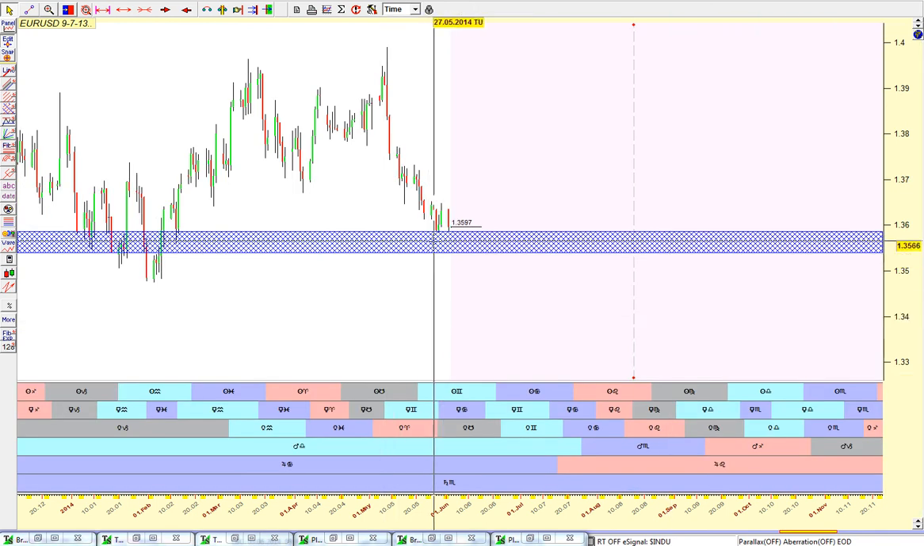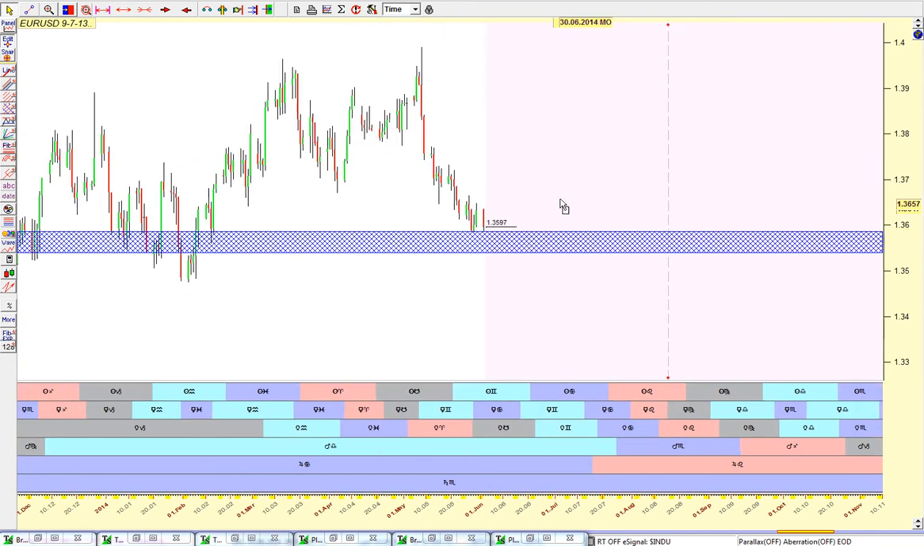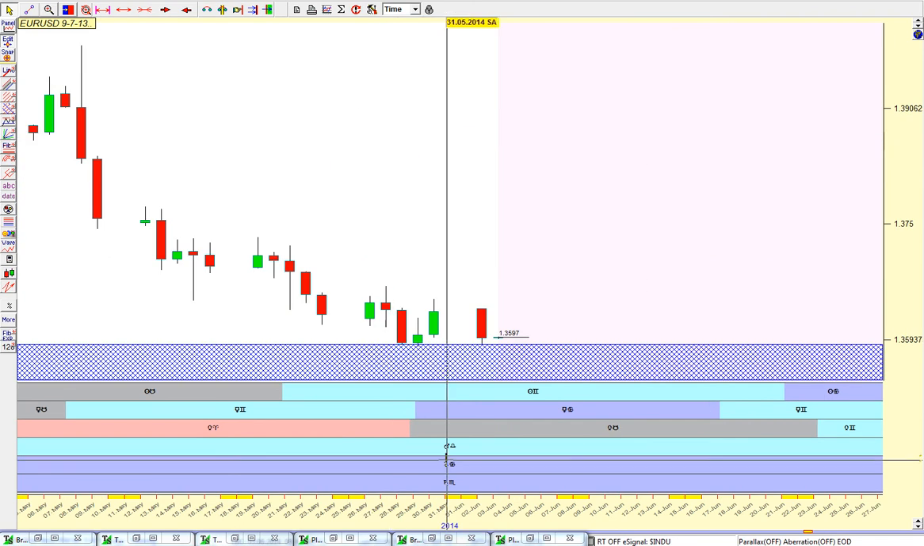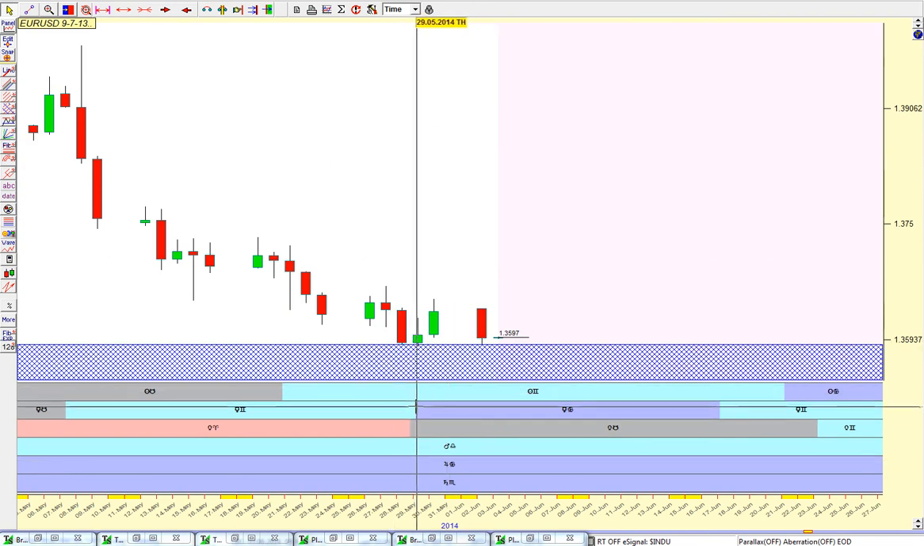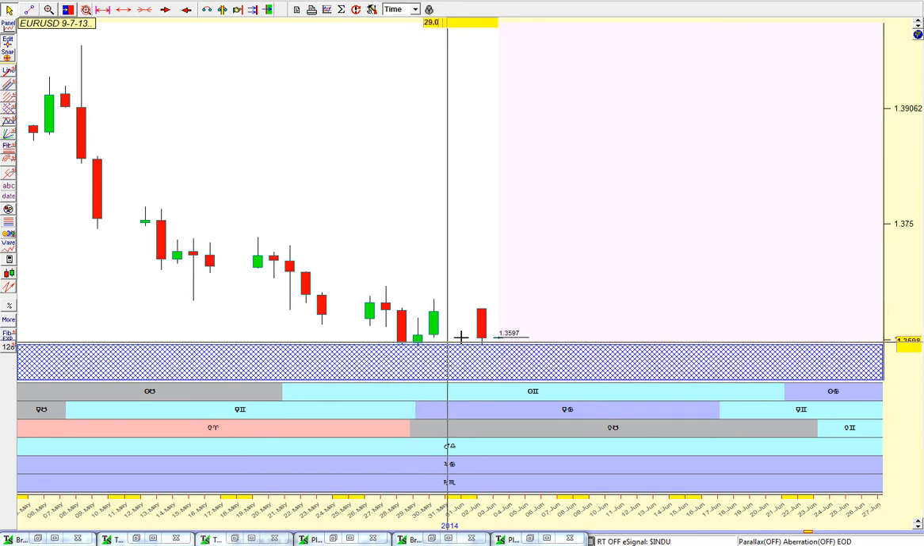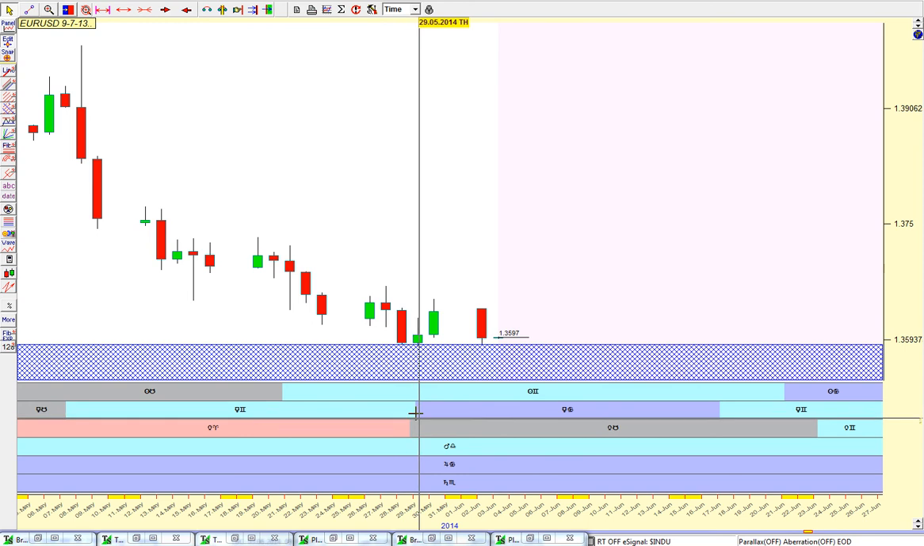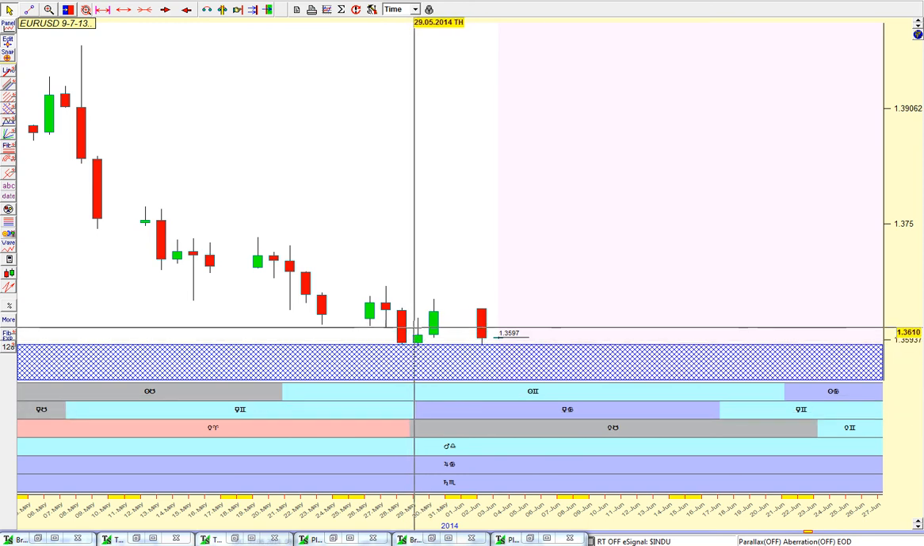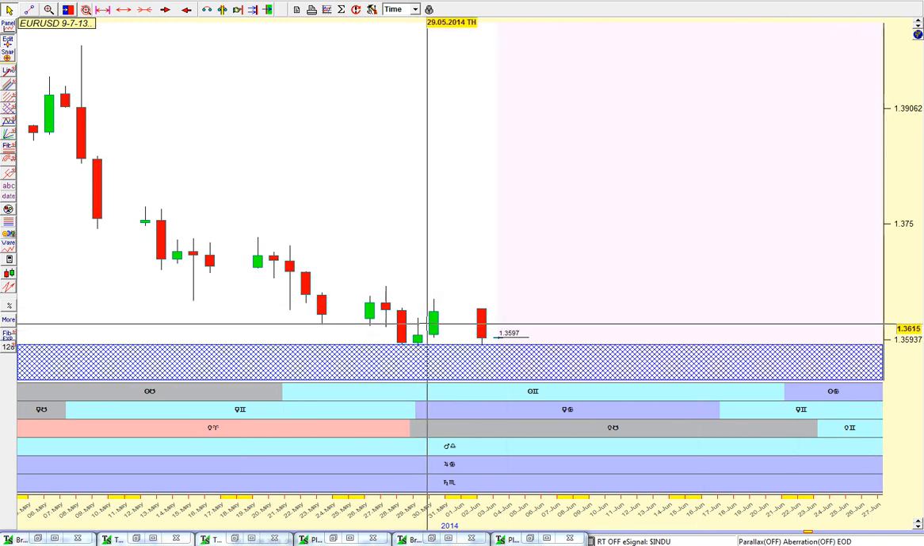Planetary positions. We zoom in, you can see that Venus and Mercury came into a new sign almost together and put this pivot low here. So let's see if this planetary entering of these two signs is support for this market right here for this date.